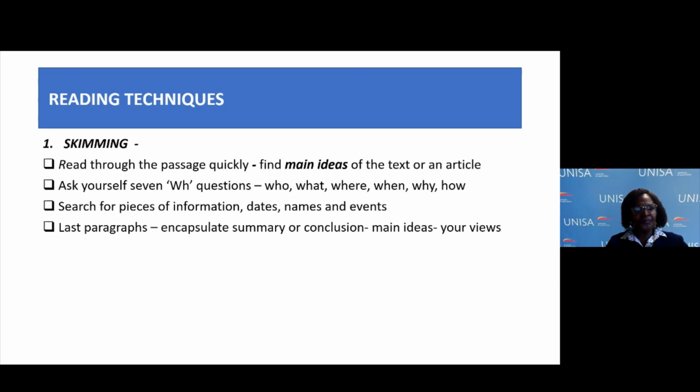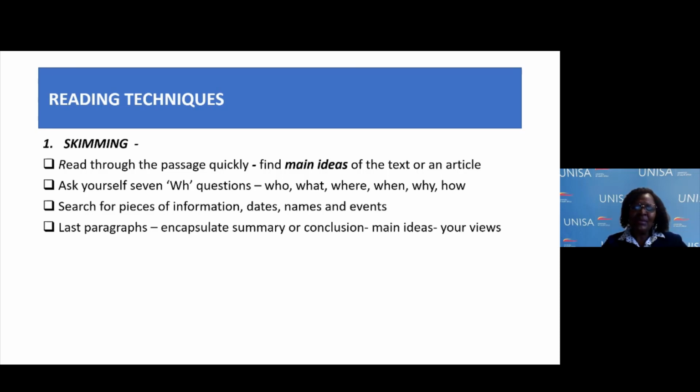When you're reading, you're asking yourself what I call the 7 WH questions: who, what, where, when, why, how. So when you are reading a text, you're asking yourself, what happened? Where did this happen? So you're formulating the questions. You're searching for pieces of information like dates that will help you when you are responding to questions, the names and the events that happened there.